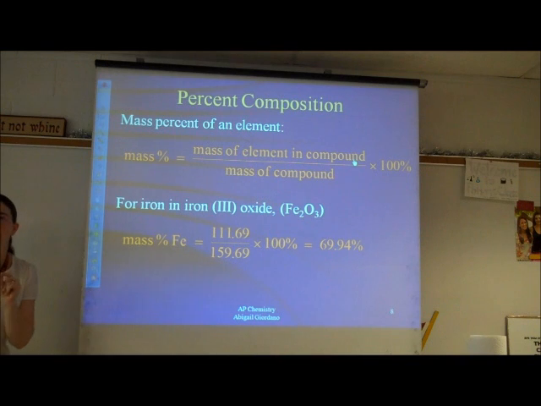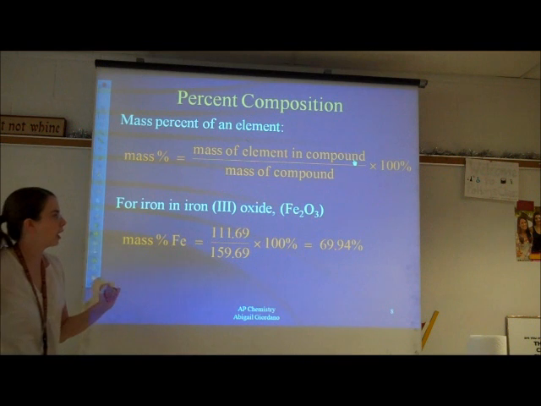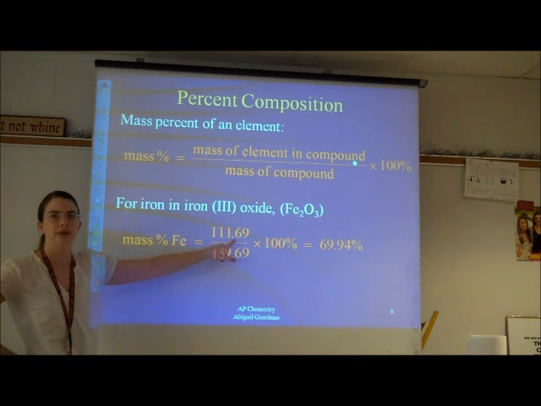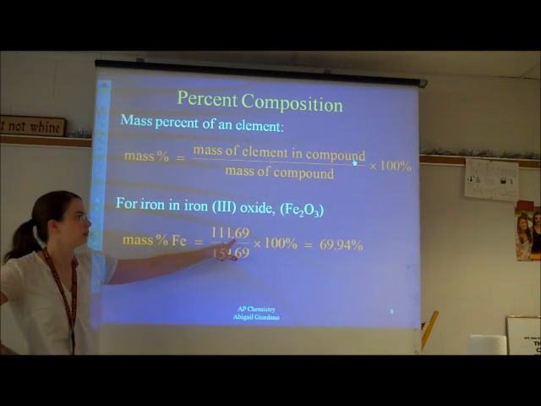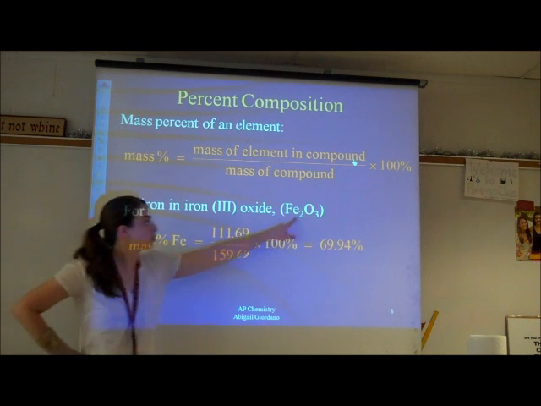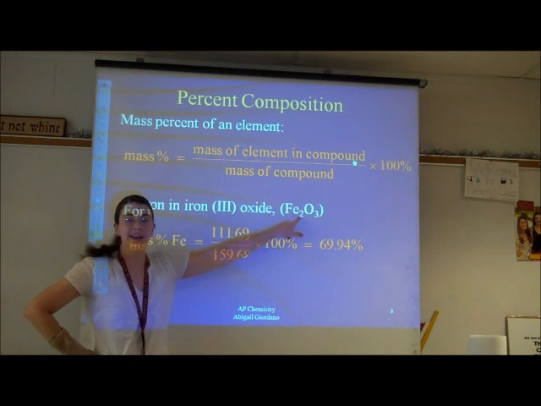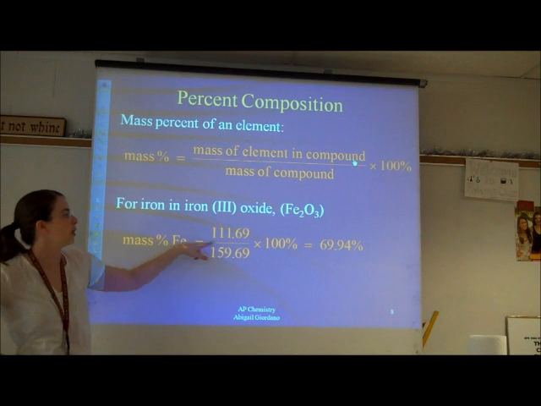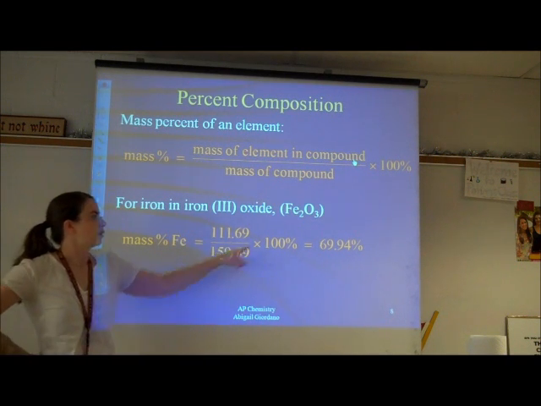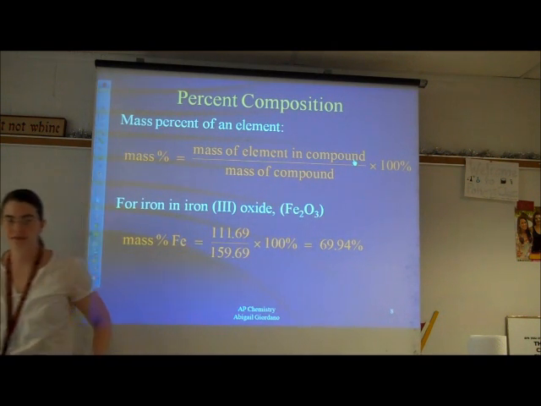Now look at your periodic table and find iron. What is the molar mass of iron? 55 point... Okay, well how come that's not what this says? There's 2 of them. Okay? There's 2 of them within the mass of the whole thing.